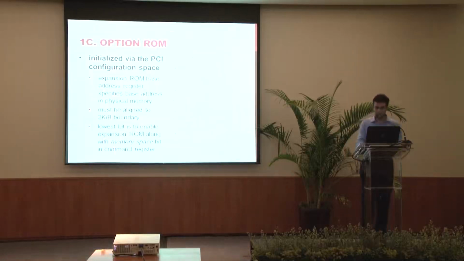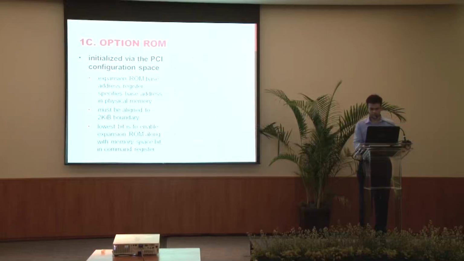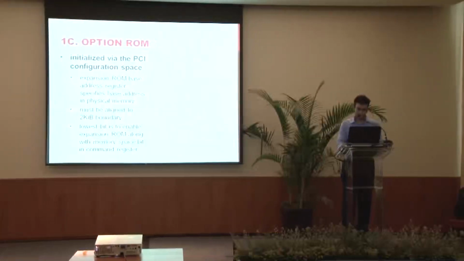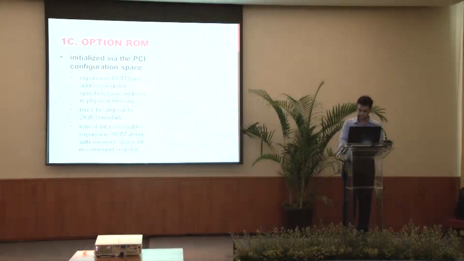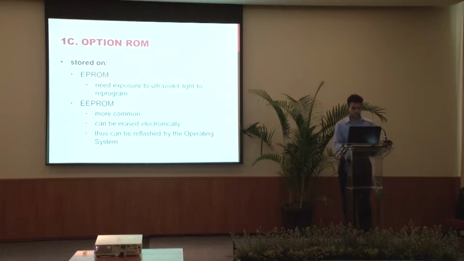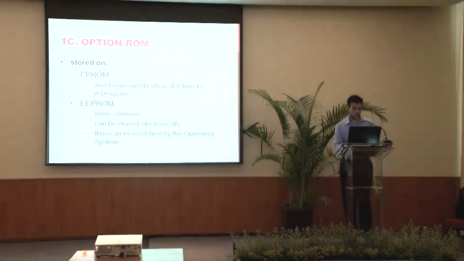So option ROMs are initialized by the firmware using the PCI configuration space. The configuration space table is shown on the right. And the firmware writes in the expansion ROM base address register, which specifies the base address in physical memory for the option ROM. It must be aligned to a 2 kilobyte boundary. And the lowest bit in the register is called the memory space bit, and it enables the expansion ROM.